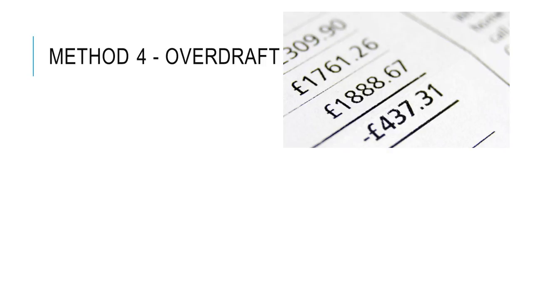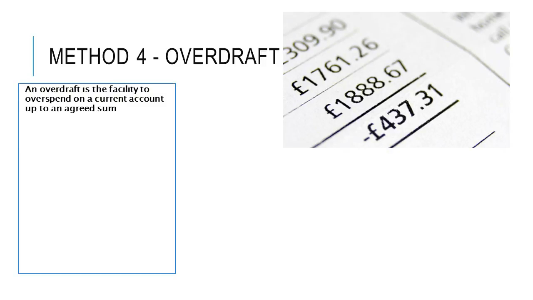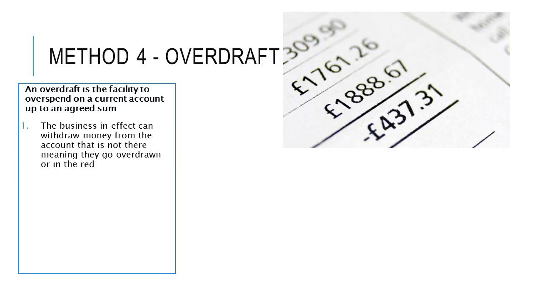Okay, method 4 is an overdraft. An overdraft is the facility to overspend on a current account up to an agreed sum. So it's provided by a bank, and over here it looks like this business is overspent by £437.31. So if they had an overdraft for £1,000, then the business would be allowed to overspend up to £1,000. So here they're £437 overspent in their account.